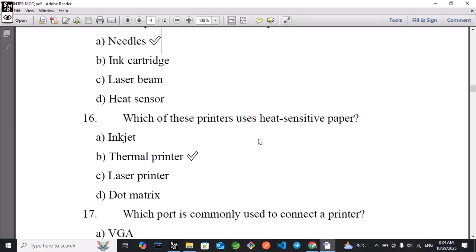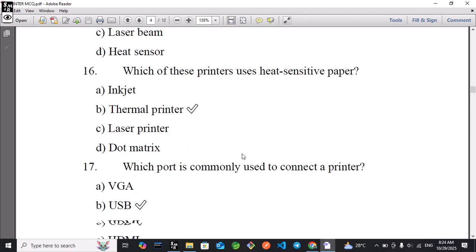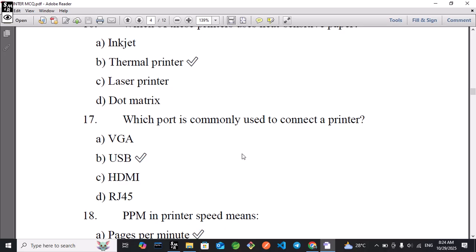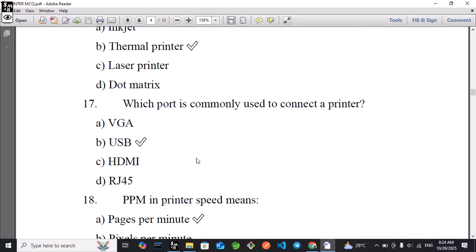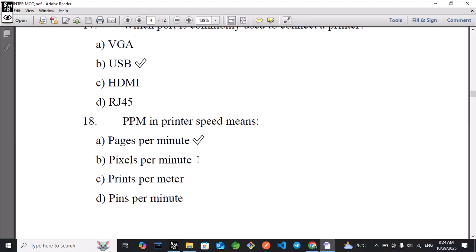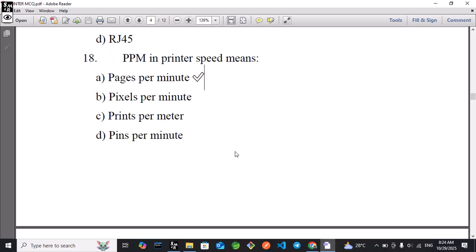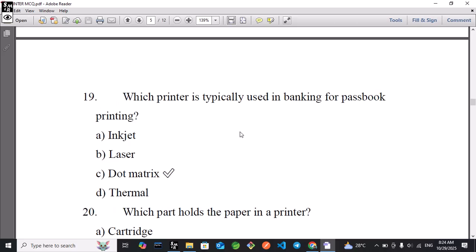Which of these printers uses heat-sensitive paper? Thermal printer. Which port is commonly used to connect a printer? USB. PPM in printer speed means pages per minute. Which printer is typically used in banking for passbook printing? Dot matrix printer.